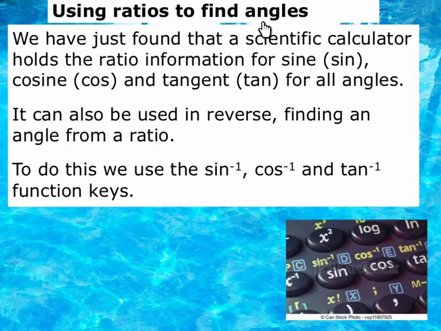Using ratios to find angles. We have just found that a scientific calculator holds the ratio information for sine, cosine, and tangent for all angles. That's why it has these buttons, because it has all that information for those different angle measurements for these different trig ratios. It can also be used in reverse, finding an angle for a ratio.